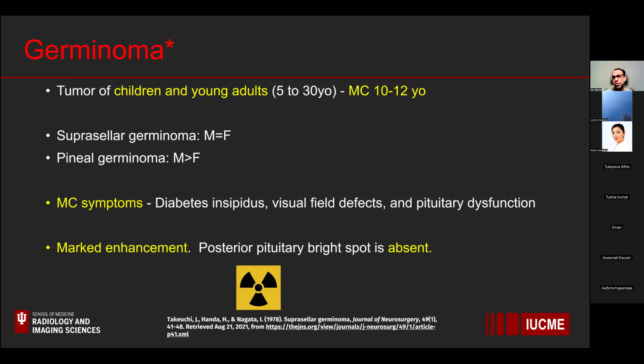I get a lot of questions as to why that may be, and it's purely because of the compression of the nerve roots coming down, the lipophilic proteins. Because of the compression, you can't bring those transport proteins down to the posterior pituitary bright spot, and therefore you don't see it. It's important to make this diagnosis early because it's very, very responsive to radiotherapy.